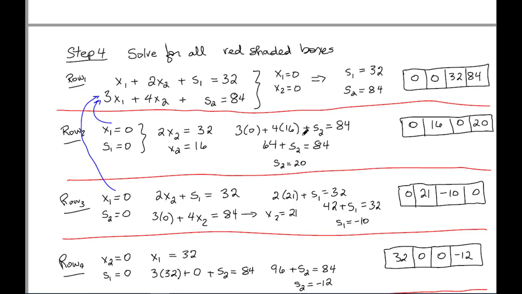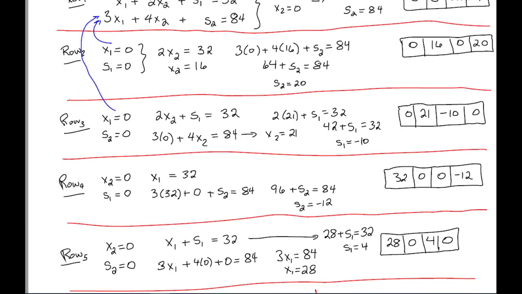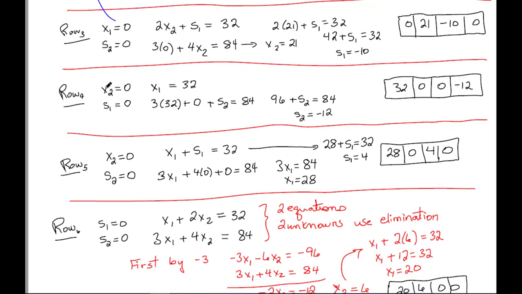So we have to figure out what is s2, and s2 is 20. I then do this same procedure for every possibility. Remember, there were 6 of them. So picking which two are 0, plugging it in, and solving for the remaining items.